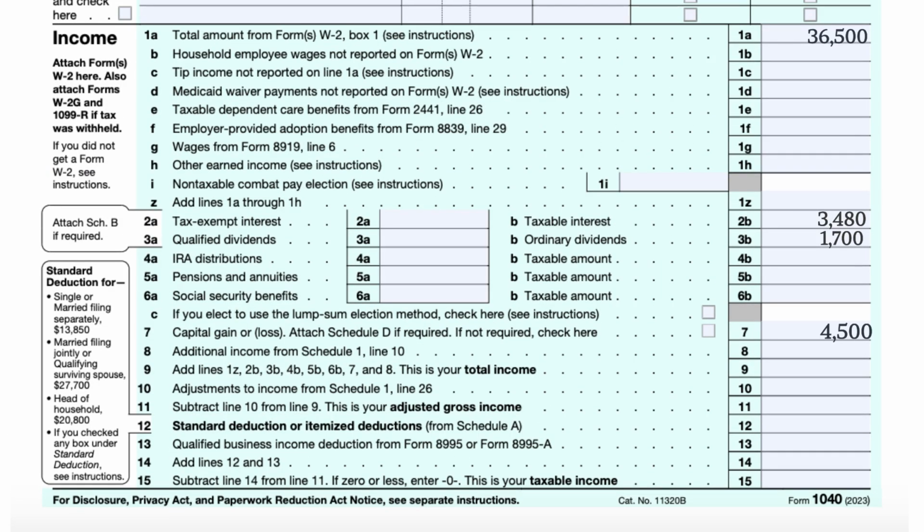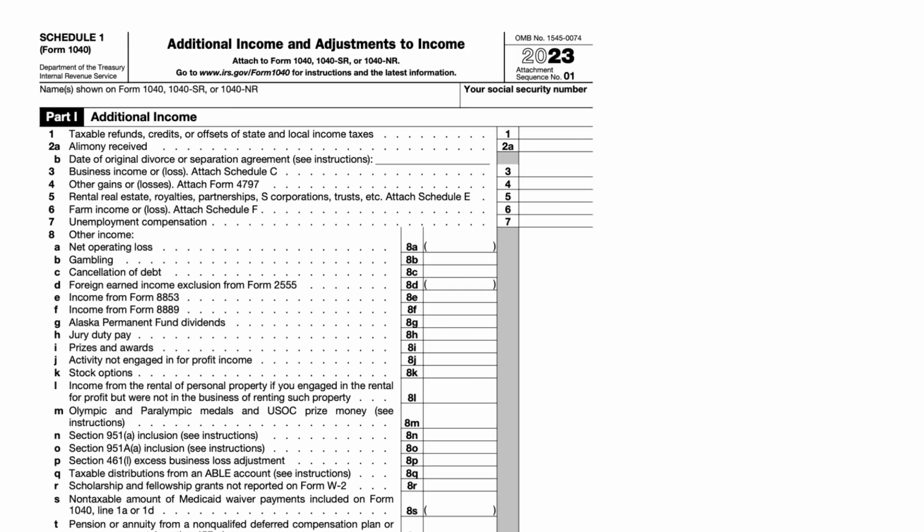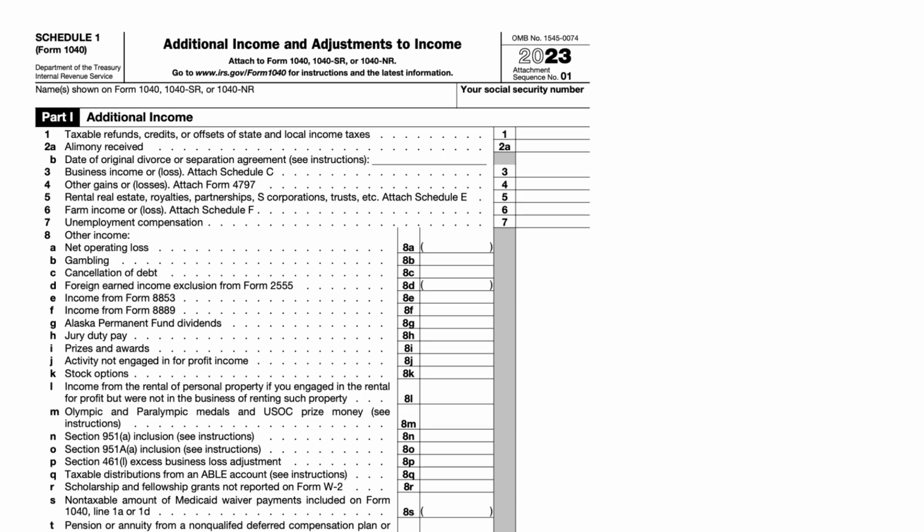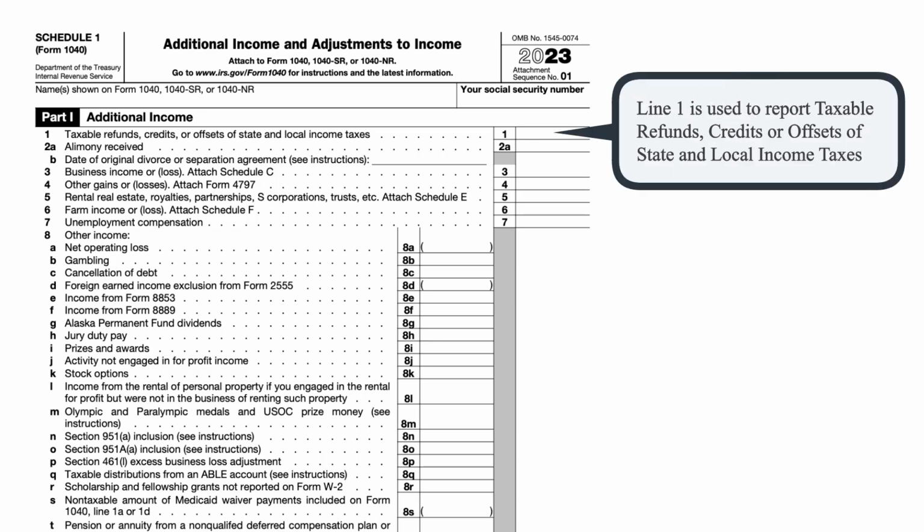Okay, so moving right along to line 8, where other income from Schedule 1, line 9 is entered. Schedule 1 is used for additional income and adjustments to income. Before we get started, let's just quickly review what each line is for. So line 1 is used to report taxable refunds, credits, or offsets of state and local income taxes.